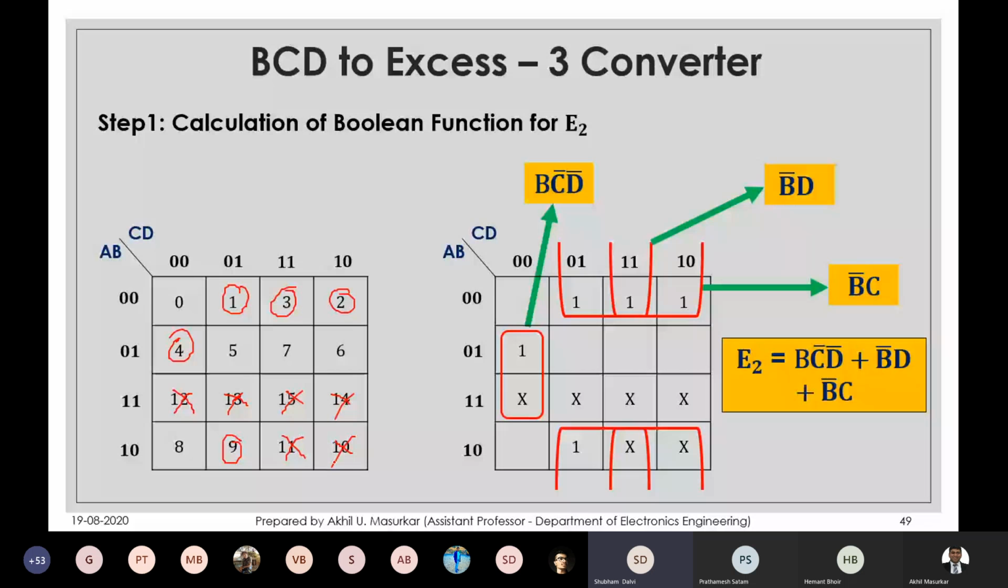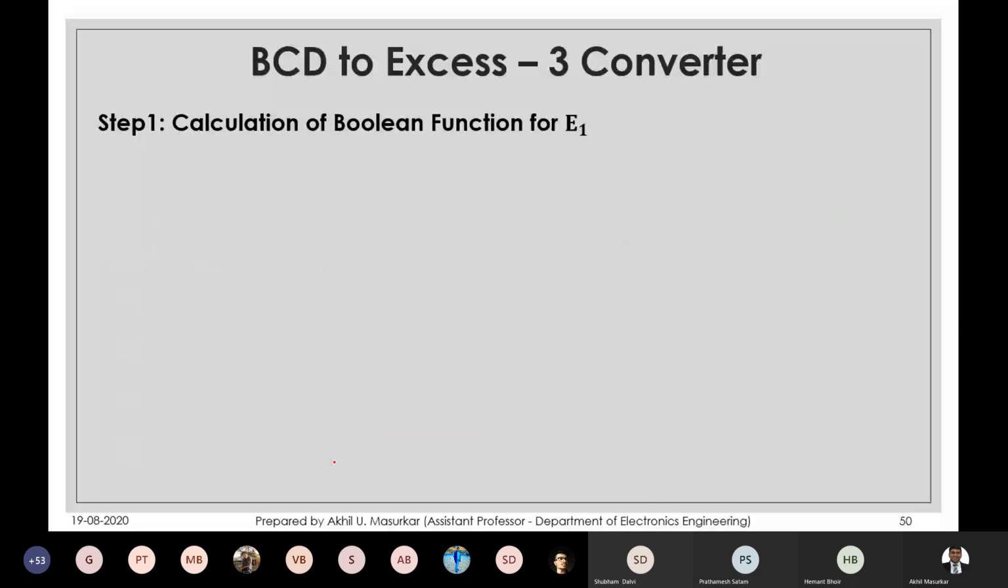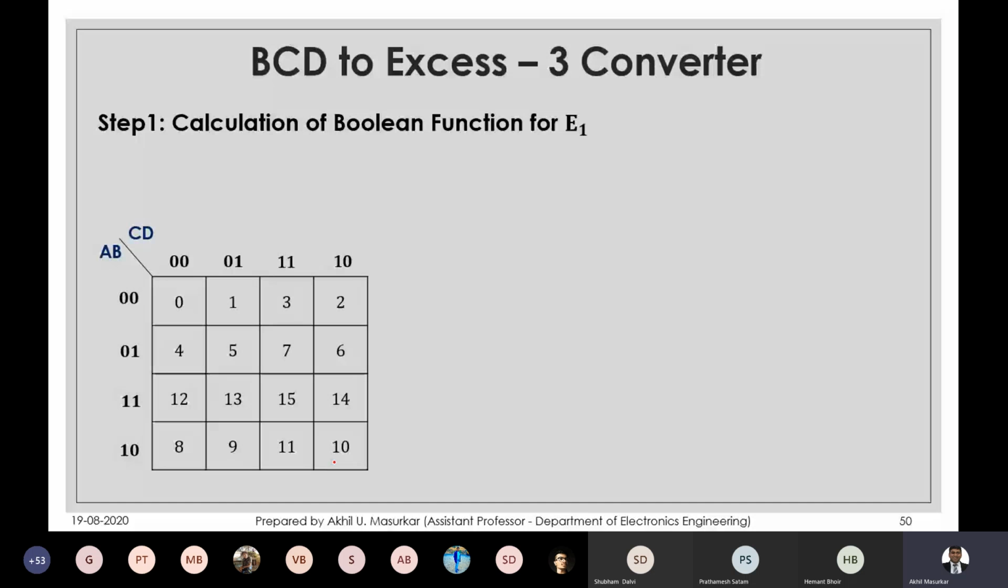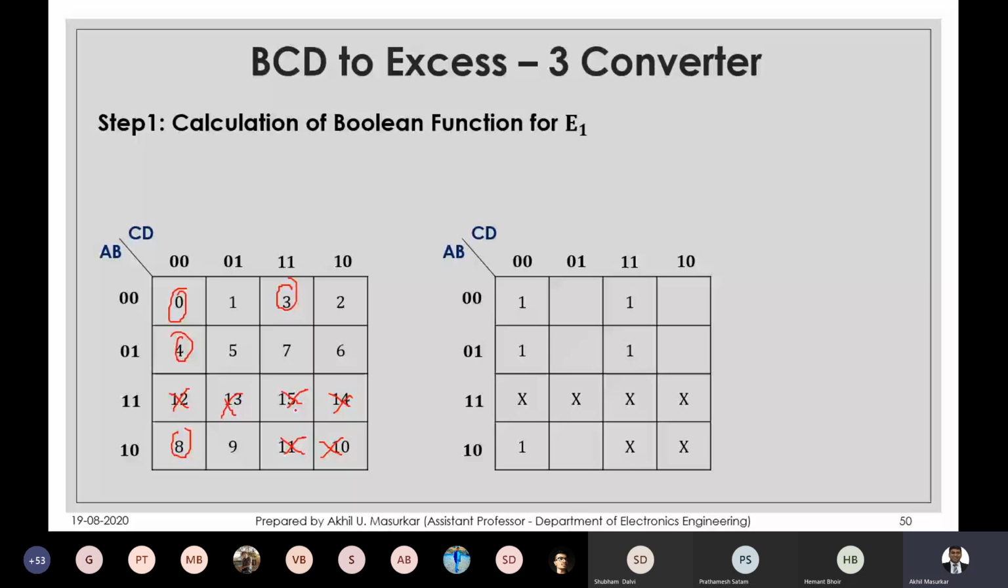Okay, so let's go to E1. The calculation of E1: we have 0 is 1. So we have 0, then we have 3, then we have 4, then we have 8, and all these are don't care set. So your K map would come out to be like this. The K map would come out to be like this.